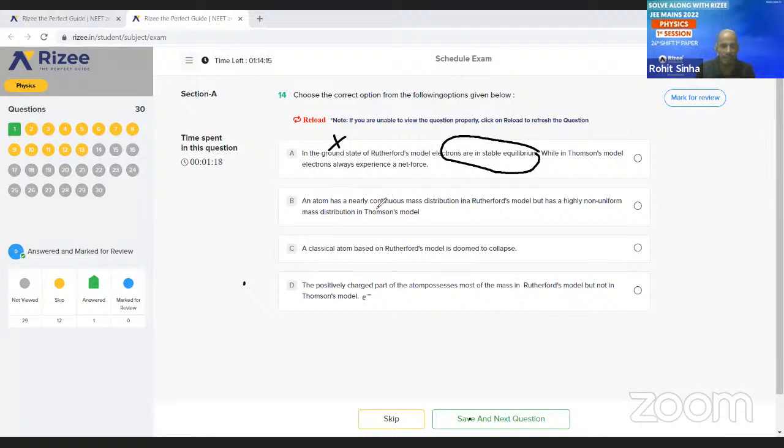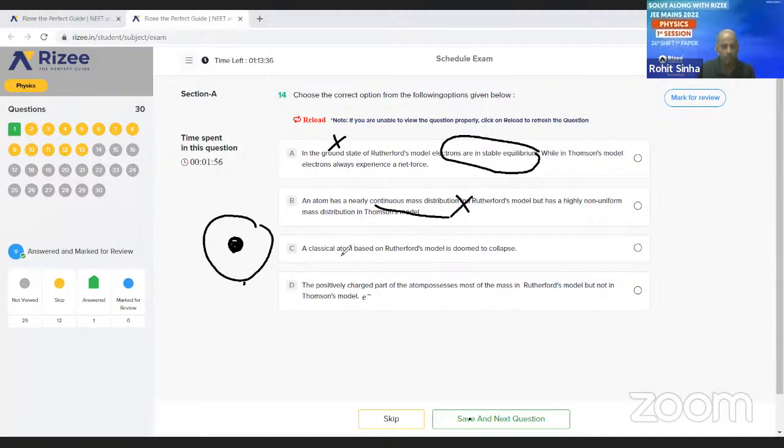It is telling that nearly continuous mass distribution. In the Rutherford model, it was also non-uniform, because maximum mass and charged particle is concentrated at its center in a very small radius, and maximum part is vacuum. You remember this? So according to the Rutherford model, the atom was not uniformly distributed. So we can't say like this. So this statement is also wrong.